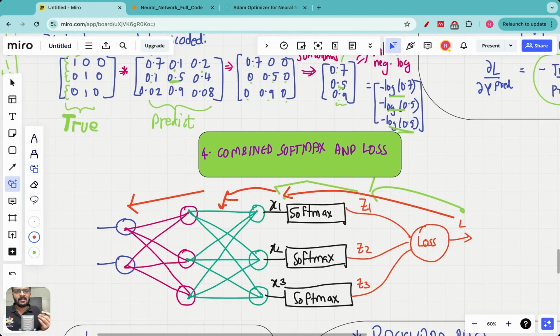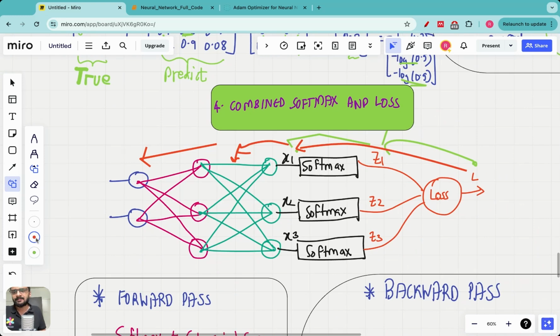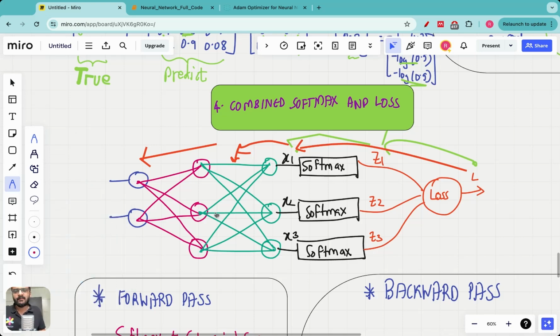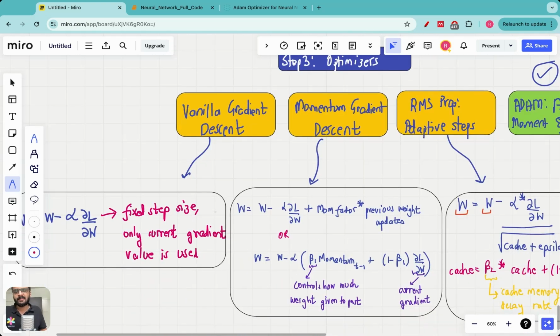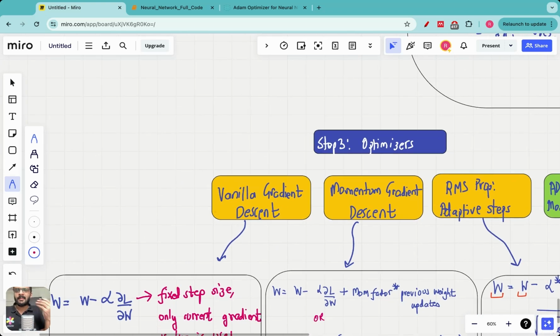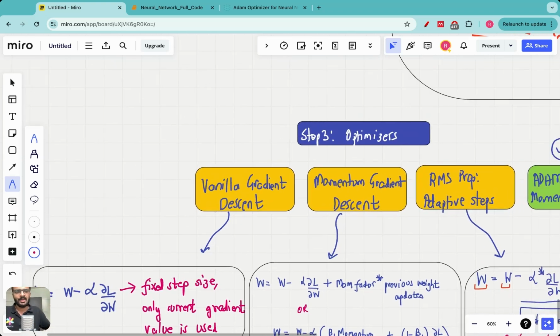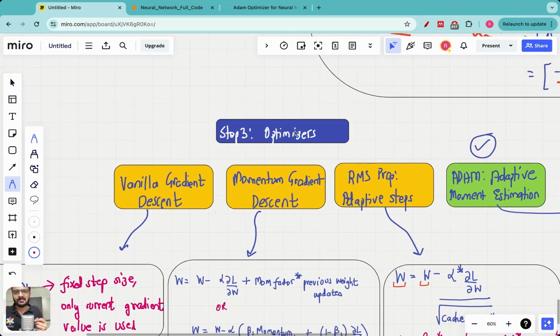So let's say we find the gradient. Let me switch to a different color. So let's say we have found the partial derivative of the loss with respect to the weights, right? How do we update the weights and how do we update the biases in subsequent iterations? For that, we need optimizers.